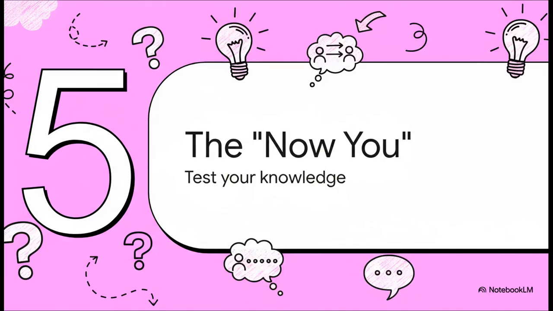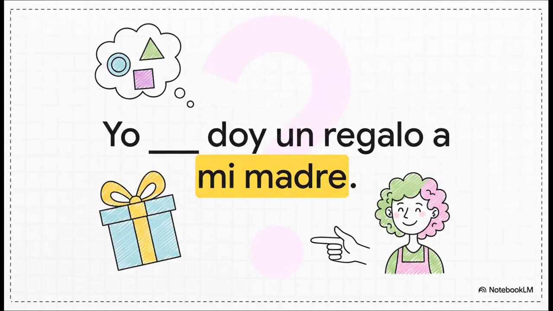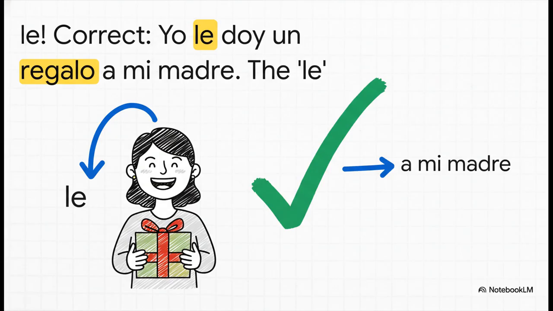All right, you've seen the what, the who, the where, and the how. Now it's your turn to flex those new Spanish muscles. Let's do a quick knowledge check. Don't worry, it's not for a grade. Okay, here's the first one. We have the sentence, yo blank doy un regalo a mi madre. So I give a gift a mi madre, to my mother. Which pronoun are you going to pop in there to mean to her? And the answer is le.